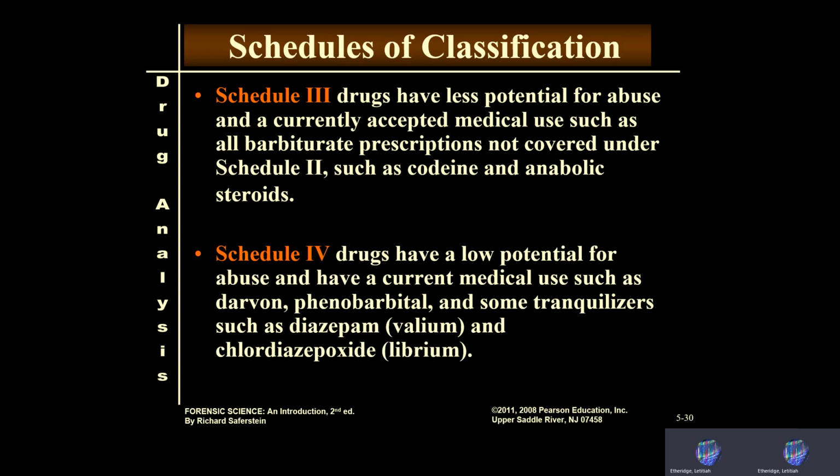For Schedule 4, they have a low potential for abuse, and they have a current medical use, right? This is where we get into all of the things that doctors can prescribe to patients for certain things. This sample list isn't everything on the list, just like with everything else. We have Darvon, phenobarbital, and some tranquilizers such as diazepam, which is also known as Valium, and then we have Librium. Those are all considered tranquilizers that are under Schedule 4.